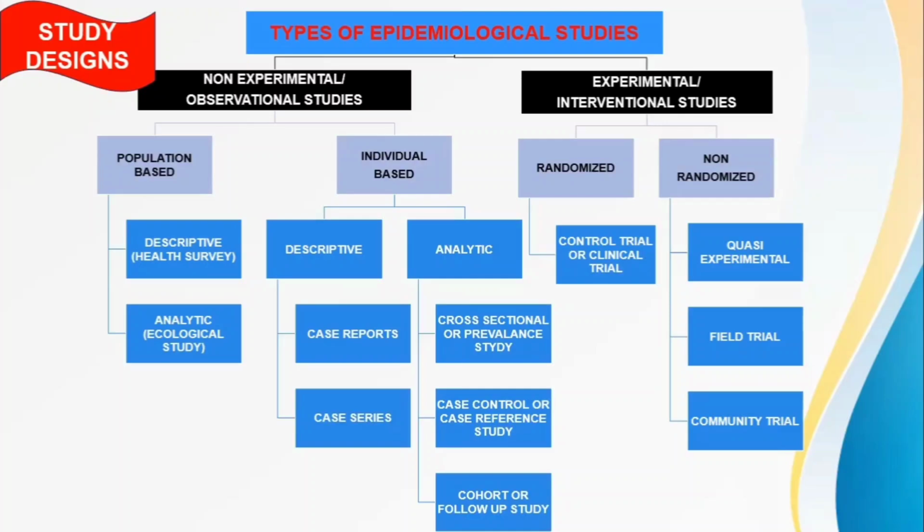The interventional studies are divided into randomized and non-randomized studies. The randomized ones are clinical trials and the non-randomized ones are quasi-experimental, field trial and community trial. Now we will see about all these study designs one by one.